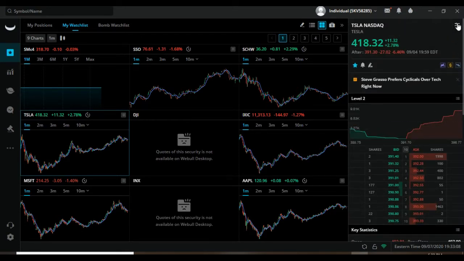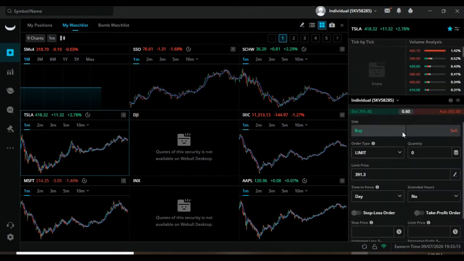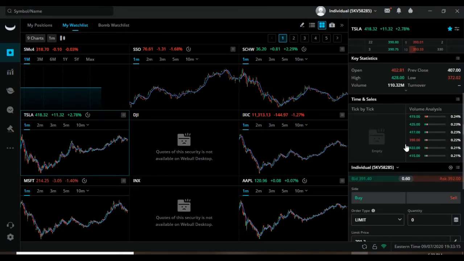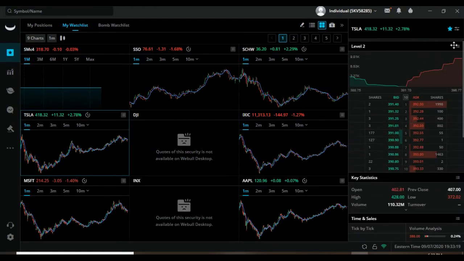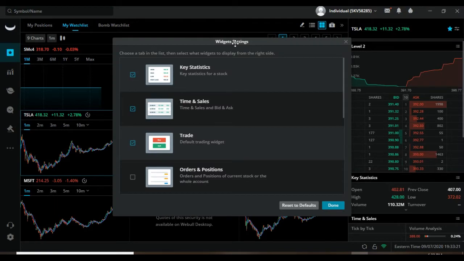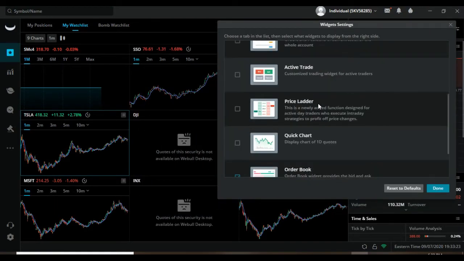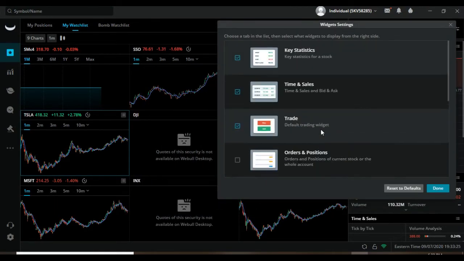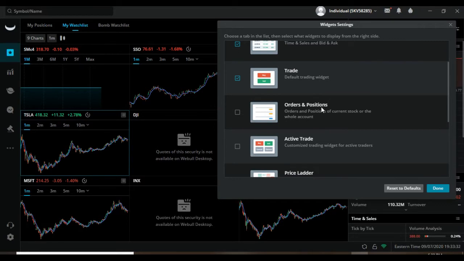From a widget setting standpoint, over here to the right, you also have the ability to modify the different widgets. So let's say you're like, you know what, dude, I'm not going to use this time and sales. I don't really care about any of this stuff. I just want to kind of simplify it. Once you go over here, you have a lot of different widget settings and functionality provided by Webull. So you guys, don't be intimidated by this. It's not an overly complicated platform.